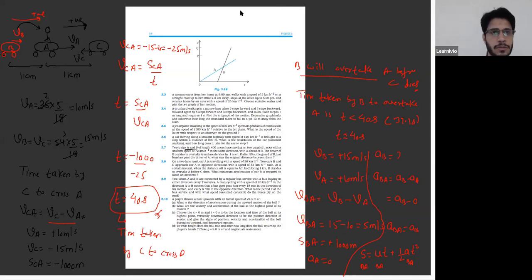Fatma, answers. So can I erase this starting part, Fatma? Okay, Rania got 1 meter per second square. Good.